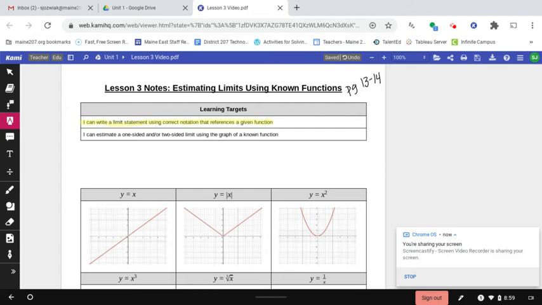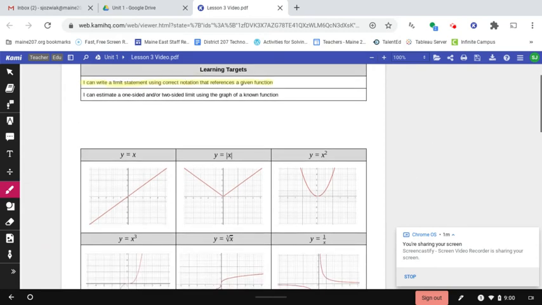In lesson 2, I gave you a graph and asked you to simply find the limits. Now I'm going to just be giving you an equation, and it's an equation of something that you should know the graph of, and you'll use that graph to then estimate the limit. So let's take a look at what some of these equations look like.